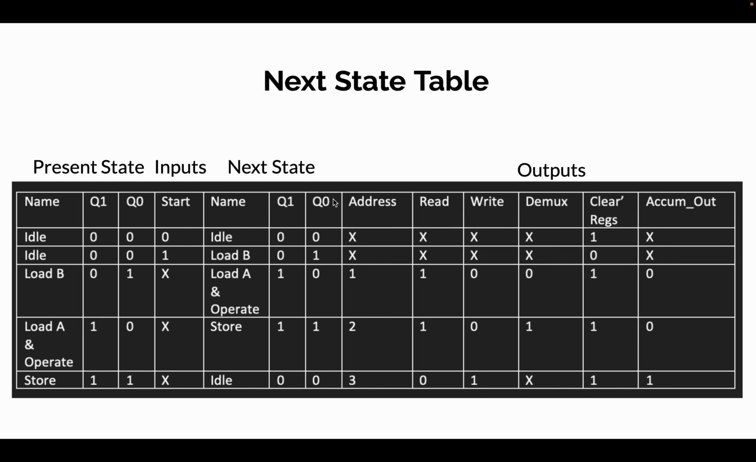So here is what my next state table is going to look like: the present state, the inputs, the next state, and then my outputs, which is read, write, demux, clear, rags, and accumulate, out, and address. Now then my inputs are going to be start.